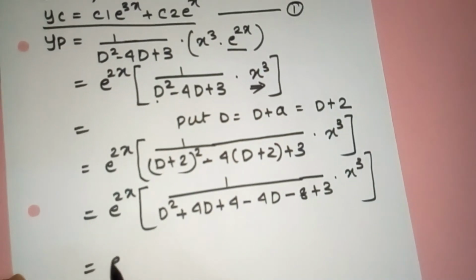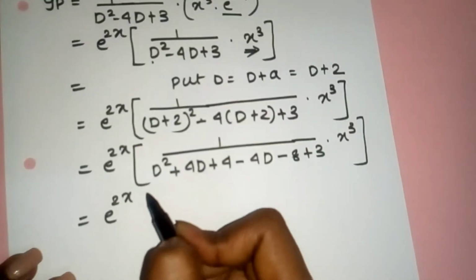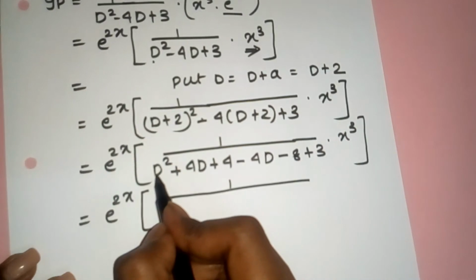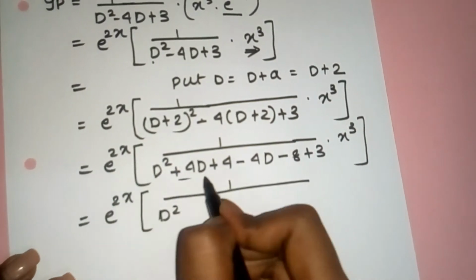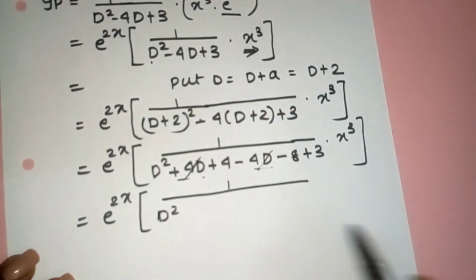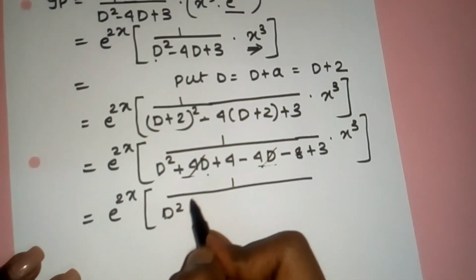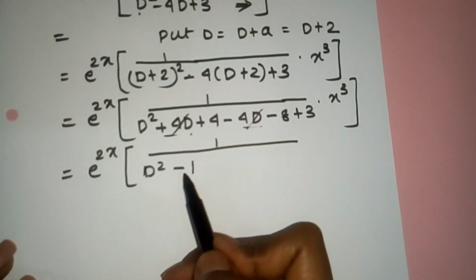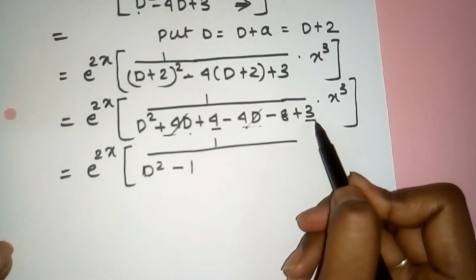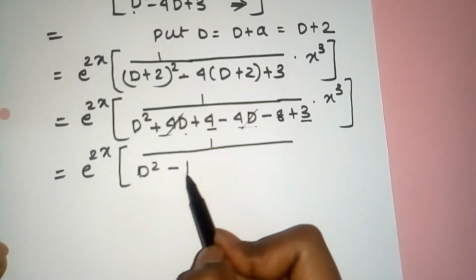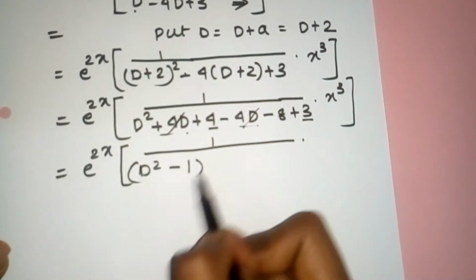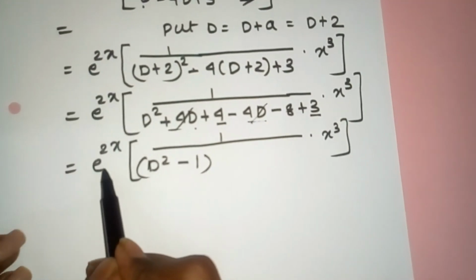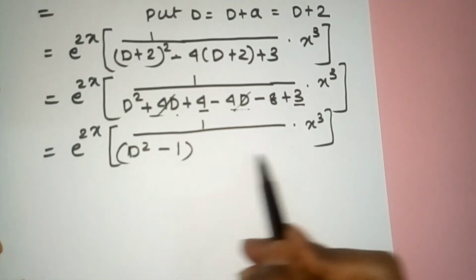Then we'll solve this. E raised to 2x, 1 upon D square, we'll write it as it is. Now plus 4D minus 4D will get cut, so the remaining thing will become minus 1. How we got minus 1 is, we have 4 plus 3 is 7, and 7 minus 8 is minus 1. Therefore we got this part. Then we'll write x cube as it is. Now we have to leave this term as it is. We will try to solve this part.